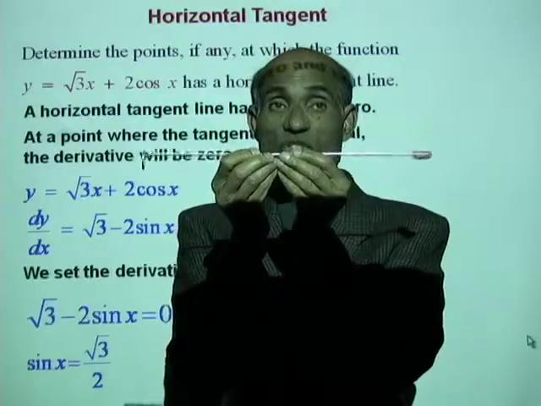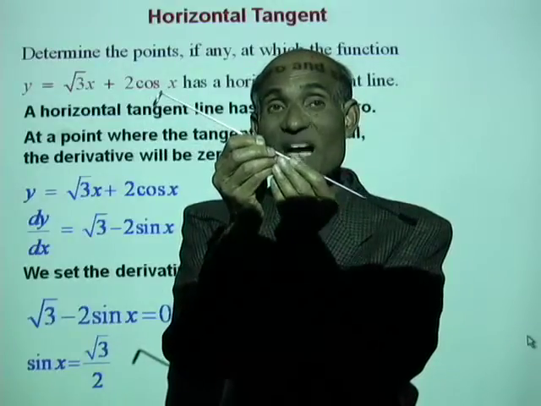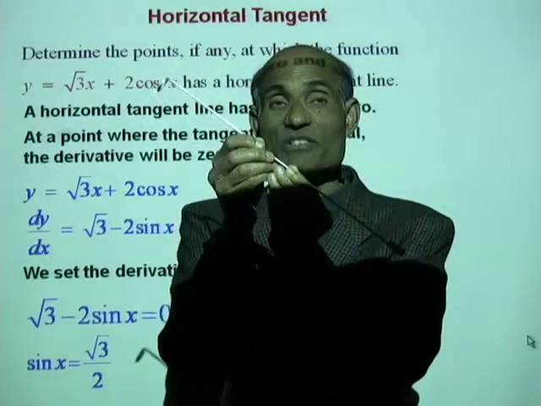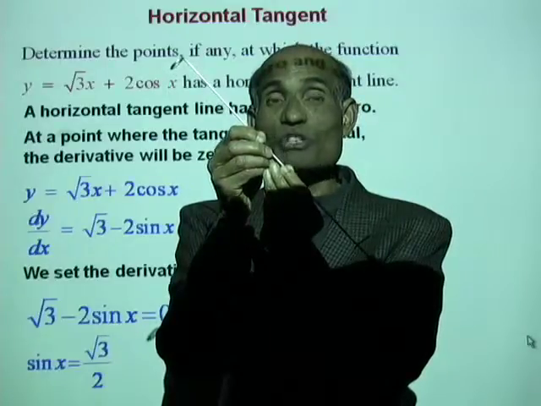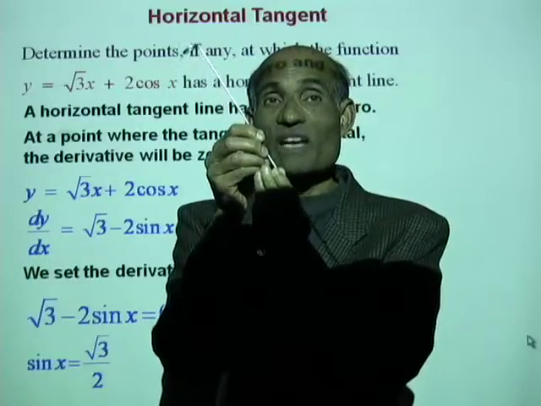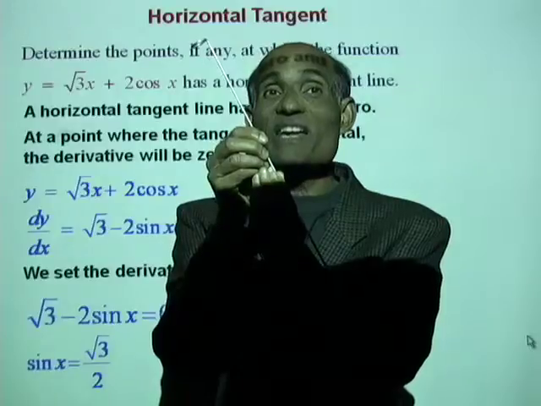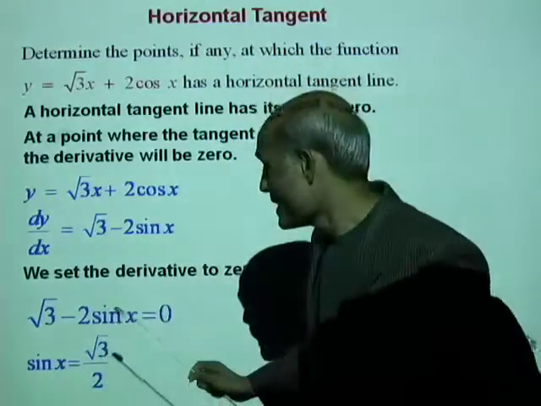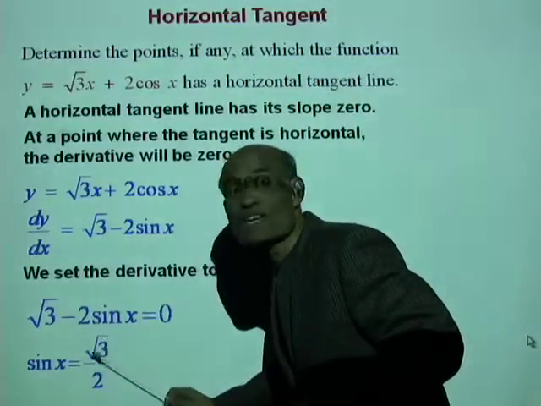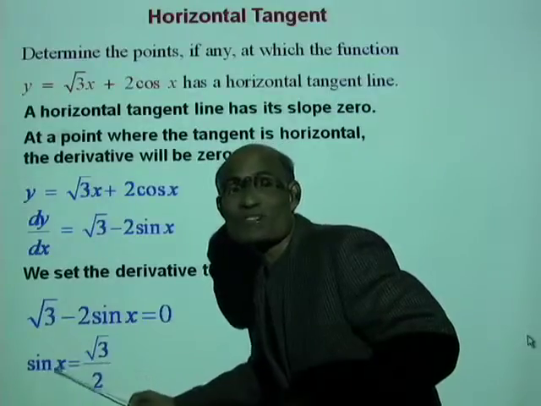Sine of 0 is 0. Sine of pi by 6 is 1/2. Sine of pi by 4 is root 2 over 2. Sine of pi by 3 is root 3 over 2. So what is this x?